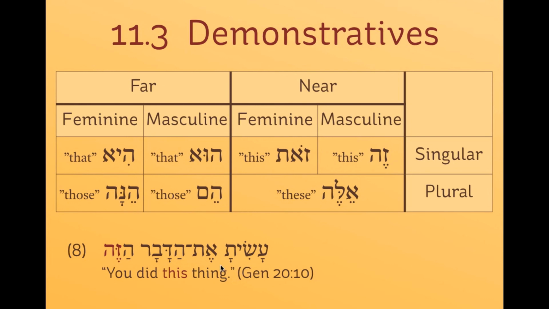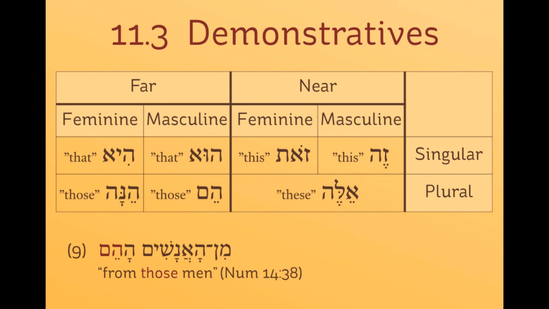So you, a man, did this thing. Or number 9, same thing, min ha'anashim hahem, or here we have hem with the article, so we actually know with the article that it's not the subject pronoun, it's a far demonstrative, and it's describing the noun because it's also after. So from those men.